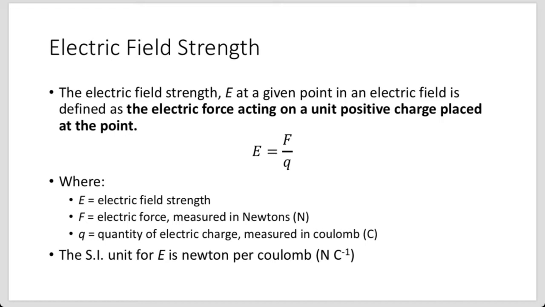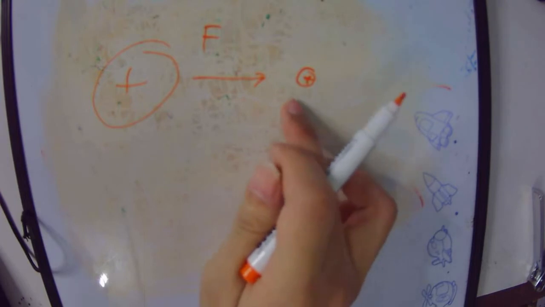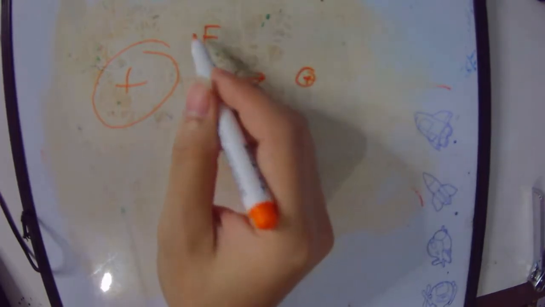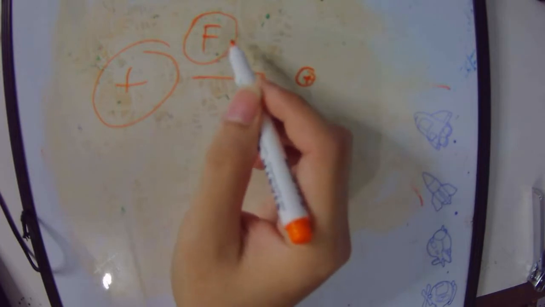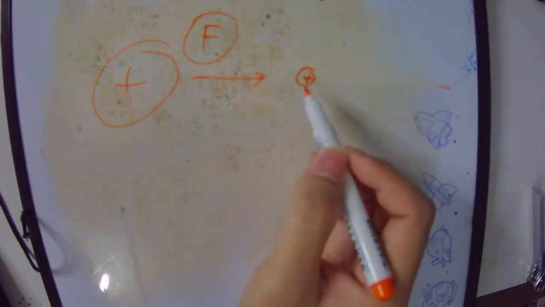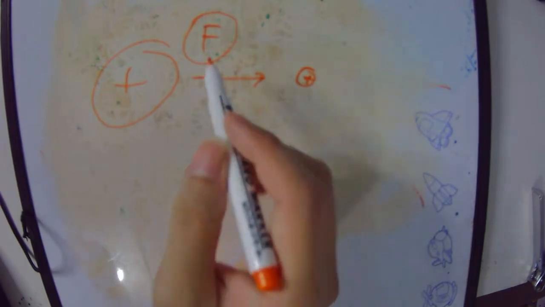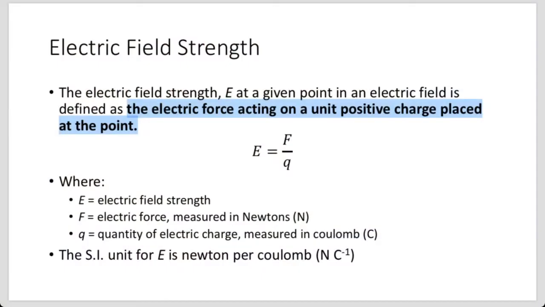The electric field strength E at a given point in an electric field is defined as the electric force acting on a unit positive charge placed at the point. In other words, just like in this picture here, we have a unit positive charge placed at the point. How much is the electric force acting on the unit positive charge? The formula that we use to calculate that is E, capital letter E, equals F over Q.